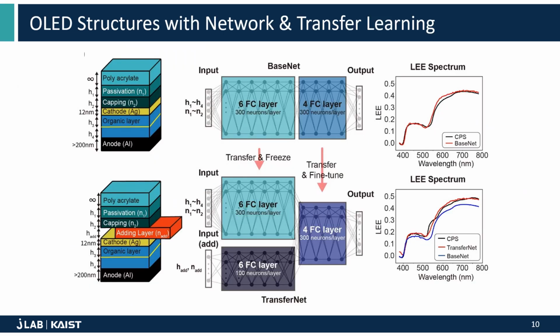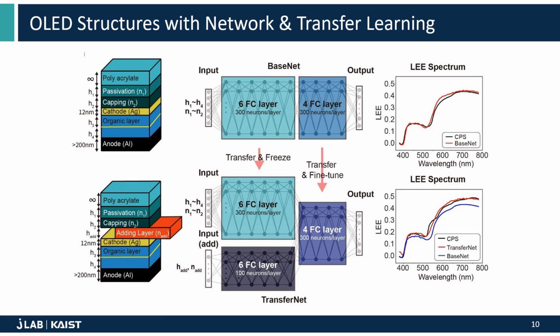In our approach, we apply transfer learning to the OLED structure shown in this figure. We aim to modify the LE spectrum by adding a new layer while keeping the electrical properties unchanged. So we place the additional layer between the capping layer and the cathode.